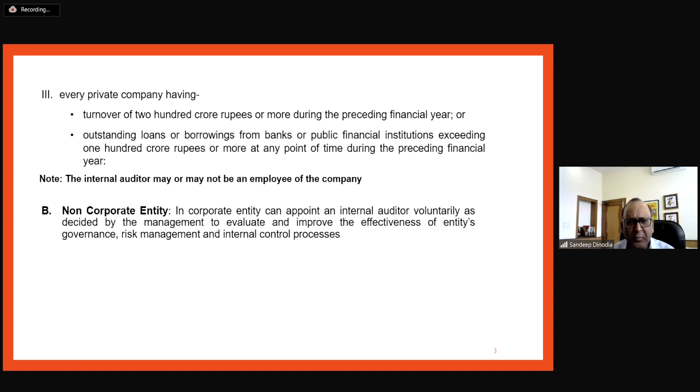In the case of a non-corporate entity, since there's no Companies Act compulsion, it is up to the entity to employ internal audit to improve the effectiveness of the entity's governance, risk management, and internal control processes, which the internal audit definitely contributes towards. So this, my friends, is on when an internal audit is necessary for a company.